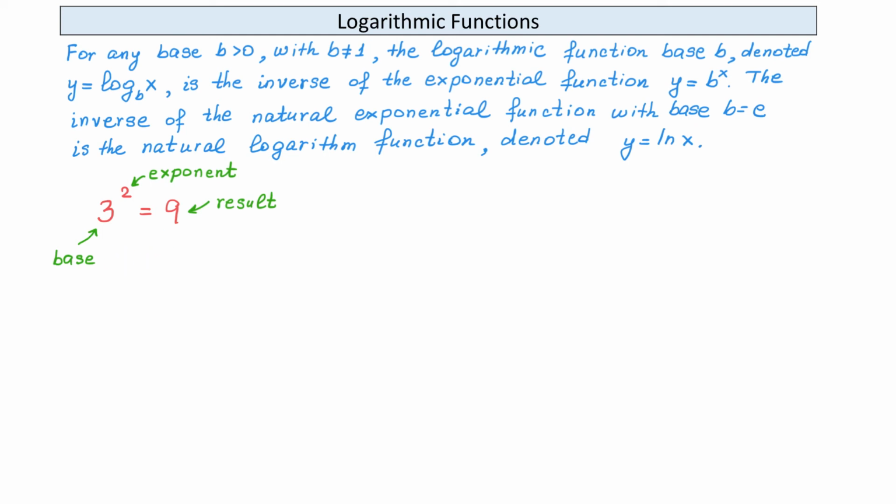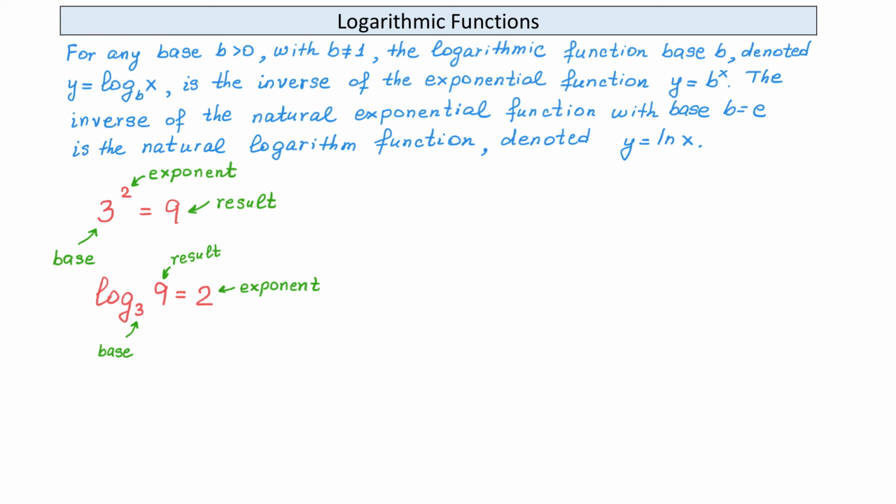But what if we would have the base, the result, and we would have to find the exponent? This is how we would write it. Log, the base is 3, the result is 9, and the exponent is 2. As we see here, the logarithm gives us the exponent that we have to apply on the base to get the result. In other words, 3 to the second power makes 9.